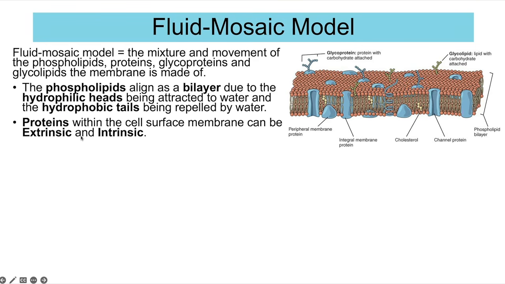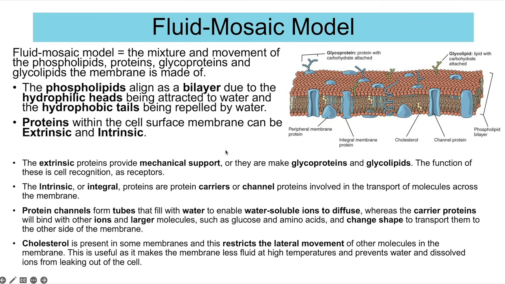Proteins within the cell membrane can be intrinsic, or integral, and that means they go all the way through the membrane. Or they can be called extrinsic or peripheral, which means they're just on the outside of the membrane. The extrinsic proteins provide mechanical support, or they can make glycoproteins. They wouldn't be a glycolipid because that's not got a protein in it. The glycolipid would actually be these green parts which are separate, but the function of all of those is cell recognition as receptors as well.